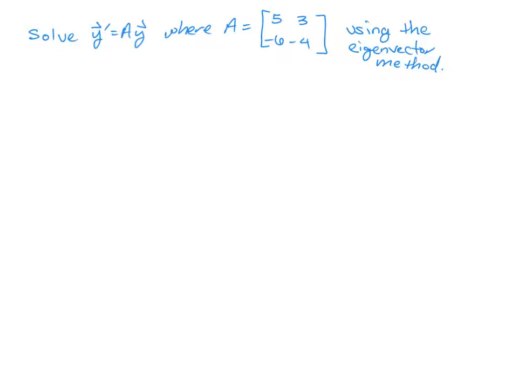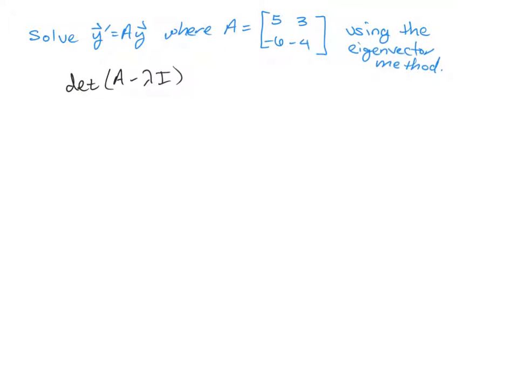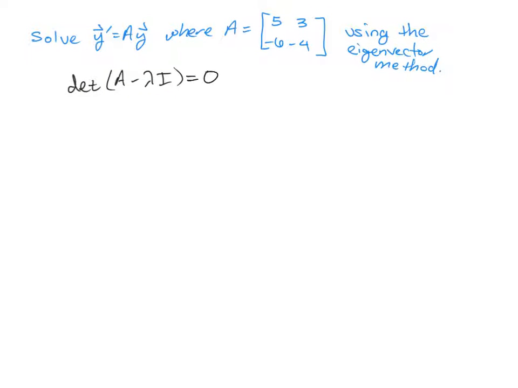All right, so the goal of this problem is to solve the linear system using the eigenvector method. And the first step of this is always to find our eigenvectors. So the first thing we want to do is take the determinant of A minus lambda I, and we set this determinant equal to 0 to find our eigenvalues.